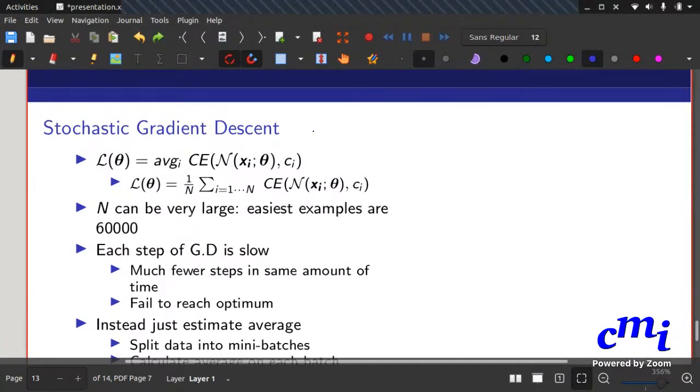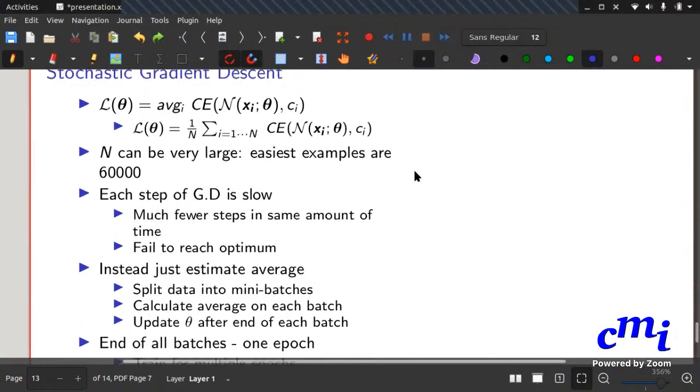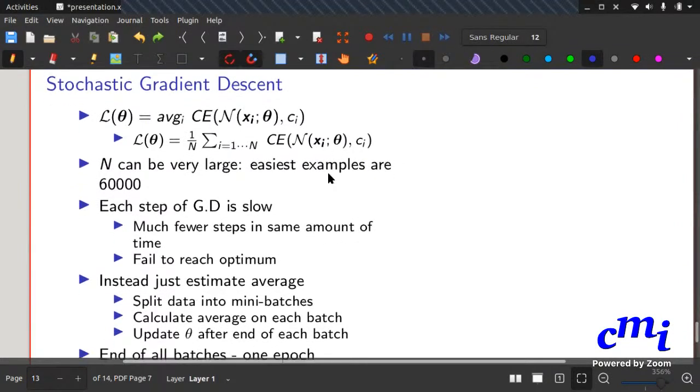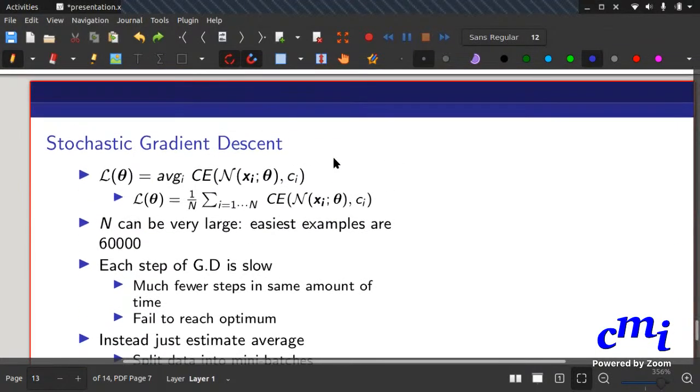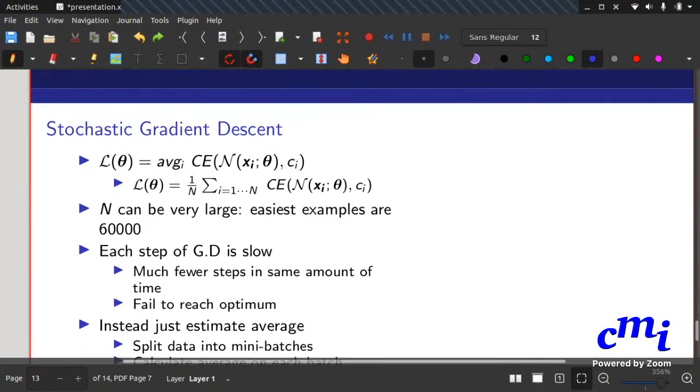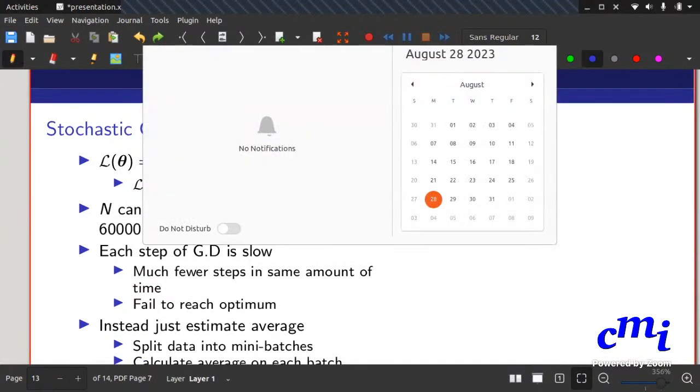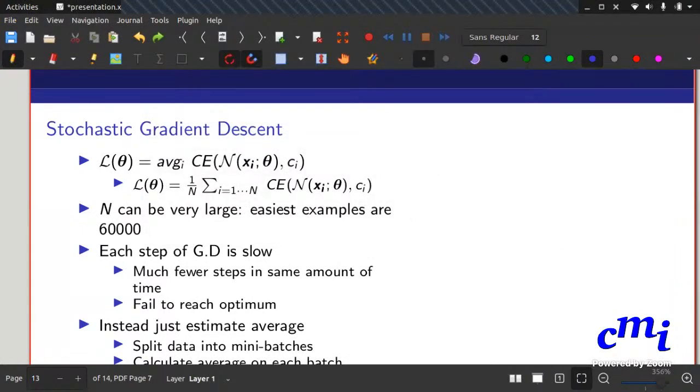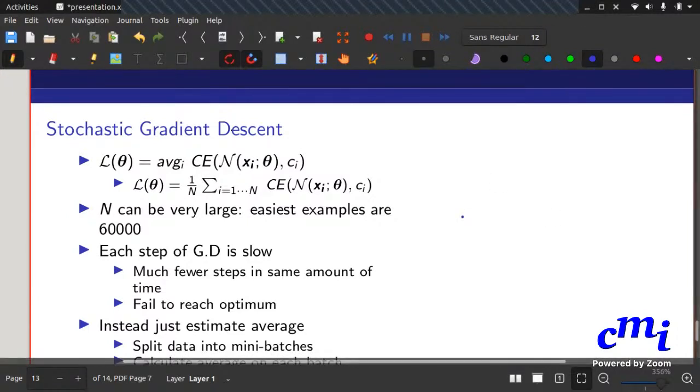Okay, so now let me talk about one more optimization that one does to the training. In terms of time, since we want to finish this, is it okay if we go till 5 o'clock? Yeah? Okay, so we have till 5. Twenty minutes, okay, sure. Thank you. So there's one optimization that one does, which is called stochastic gradient descent, right?